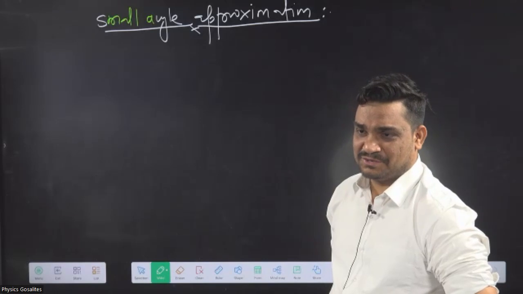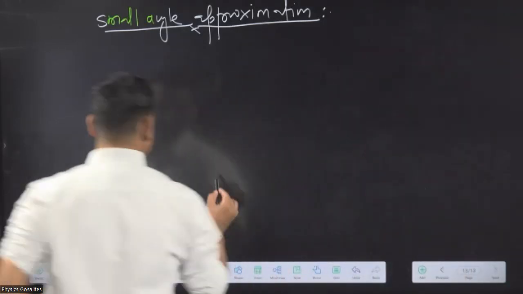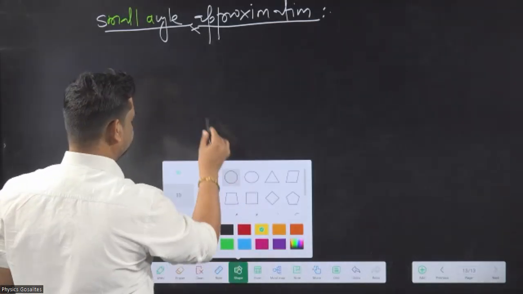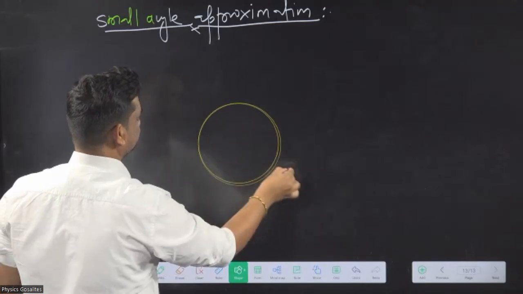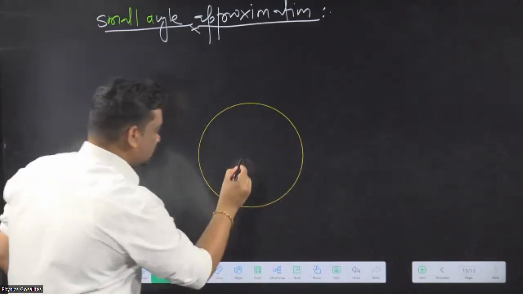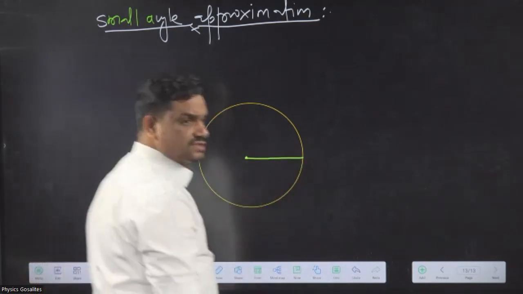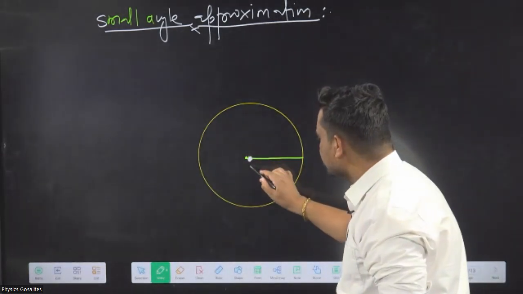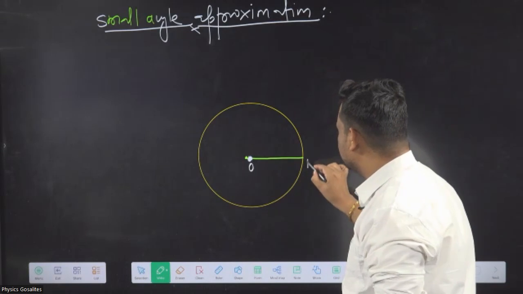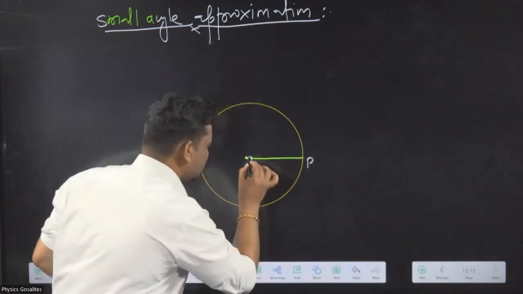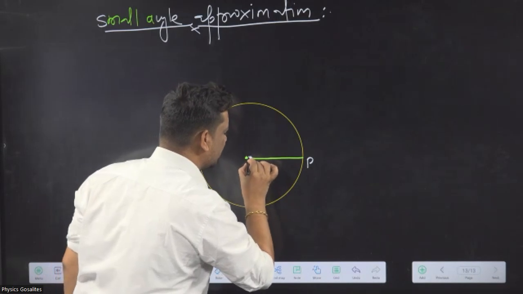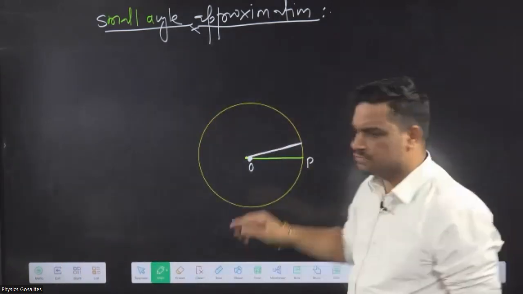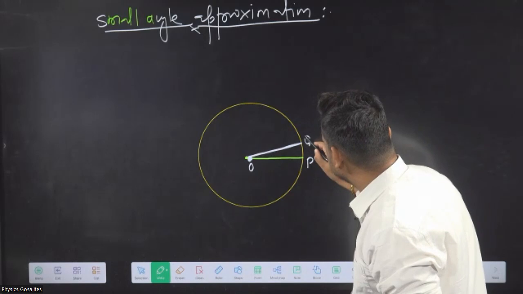Small angle approximation. We can say here that, listen, if I'm having this here, and this is my reference line. Suppose this is the reference line, and this is the center, we can say this is O, and suppose this point is P. And if you're moving by some angle like this, and this angle is very, very small, we can say this point is Q.